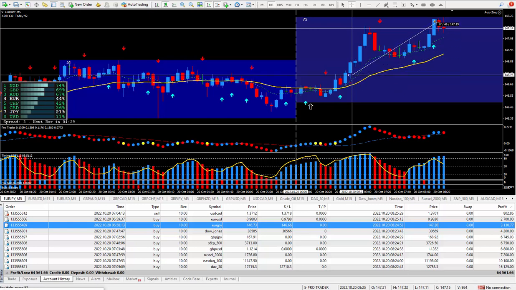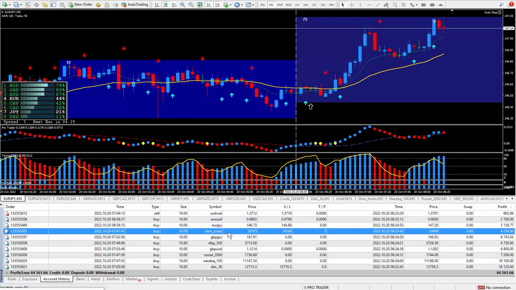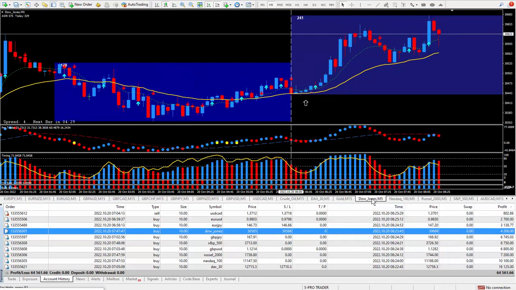And looks like I ended up locking in about 46 pips. And those 46 pips times the money and then times the 10 lots paid out $3,138. Okay, let's move on to the next trade, the Dow Jones. This one pays $5 on each tick here.